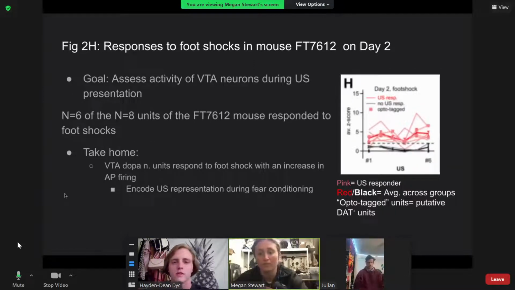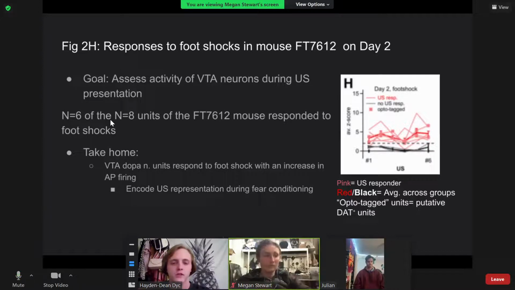And here in Figure 2H, to investigate the role of the DAT-plus neurons in unconditioned stimulus processing, responses to foot shocks from day 2 were recorded and analyzed. And as you can see with the figure over here, though the strength of the response varies, the majority of the units that were recorded did respond. 6 of the 8 units that were recorded responded with an increase in action potential firing.